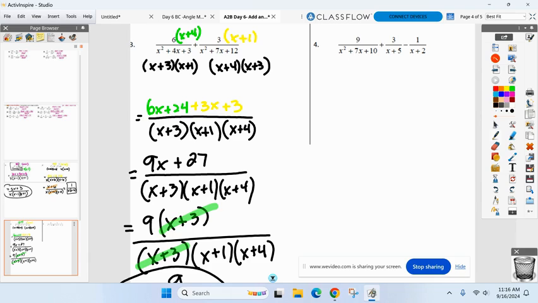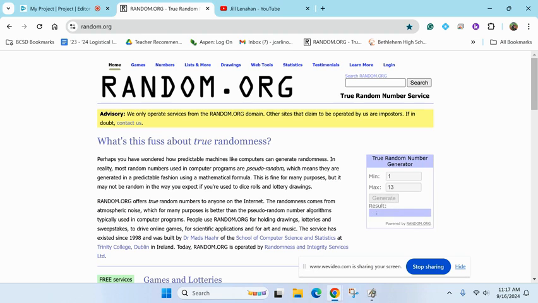Same or different denominators? Different. I wish. One of them's factorable. The other 2 aren't. So let's factor the one that is factorable. X squared plus 7x plus 10. Come on now, dig deep. 5 and 2.